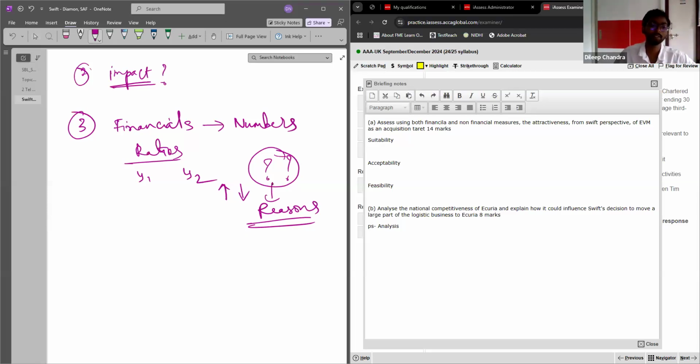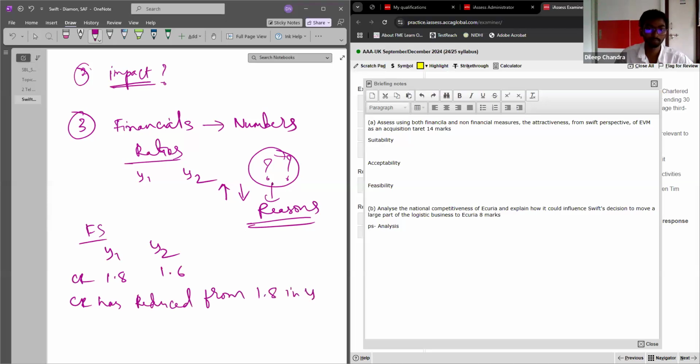Beginners' mistake: let's suppose in the financial statements, year 1, year 2, they have said that the current ratio here is 1.8, here it is 1.6. Sometimes students simply say that the current ratio has reduced from 1.8 in year 1 to 1.6 in year 2. If you stop your answer here, you're not going to get any technical mark. You're not going to get any professional skill mark, I mean your analysis mark, as well.